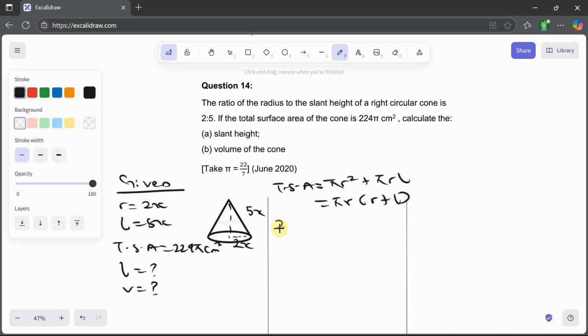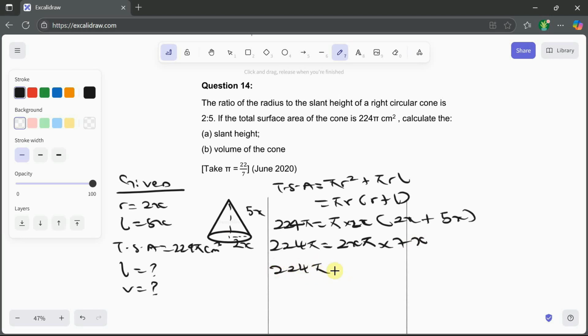So our TSC is 224 pi, which will be equal to pi, the r is 2x, so times 2x, open bracket, r is 2x plus l is 5x, right? So this 224 pi is equal to 2x pi multiplying 7x. So that will be 224 pi is equal to 2 times 7, that's 14, x times x, that's x squared, and then our pi. Great. So if I want to make the x squared stand alone, I'll divide both sides by 14 pi.